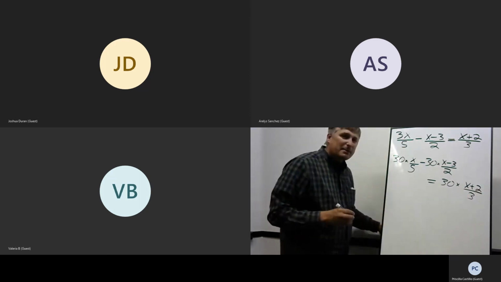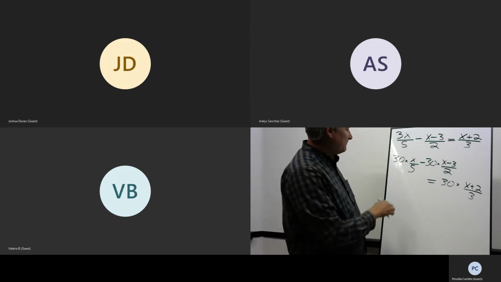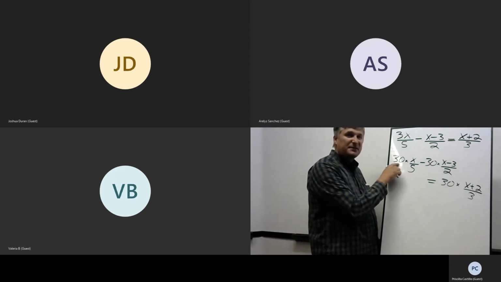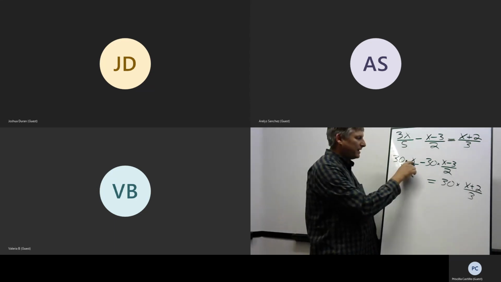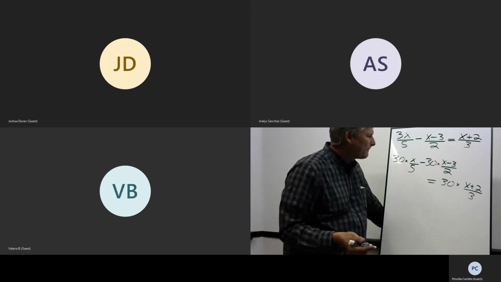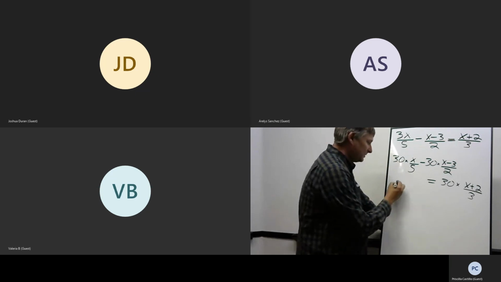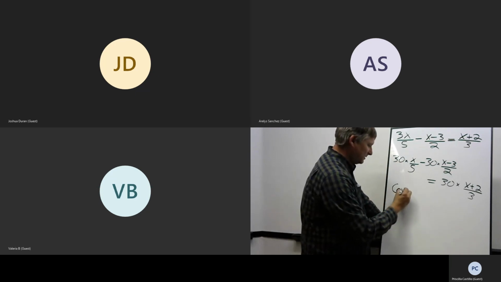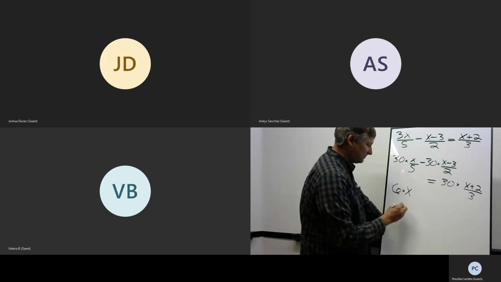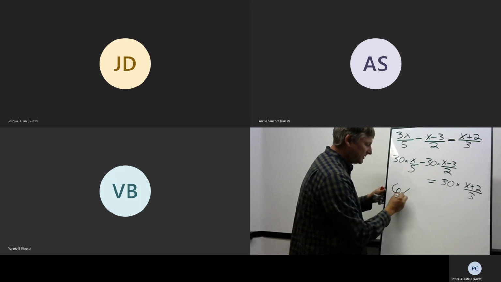Now I gotta be careful here. Now, 5 will go to 30 6 times. I can go 30x and 30 divided by 5 is 6. I'm going to show you sort of a shortcut. You can say 5 goes into 30 6 times. So now I've got 6 times x. Or, as we typically write, 6x.